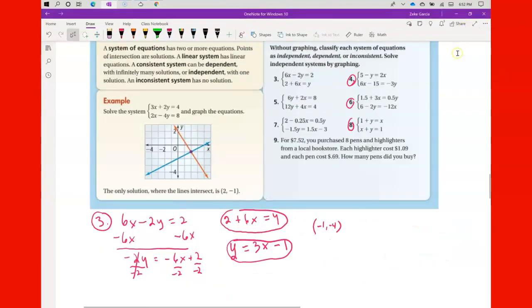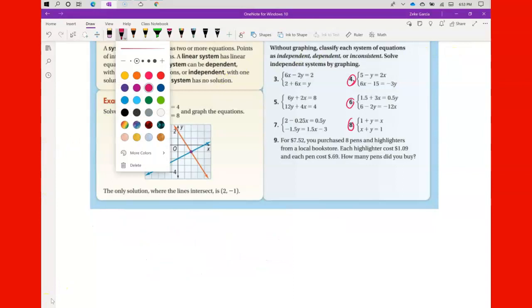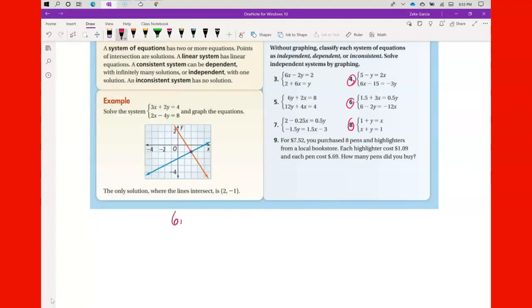All right. So what I'm going to do now is pause it so we can go ahead and do the next one. So the next one we have 6y plus 2x equals 8. And then we have 12y plus 4x equals 4. So I'm going to solve for y, so we subtract 2x from both sides.